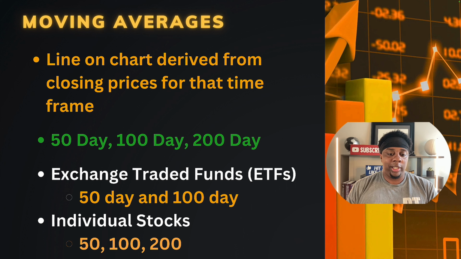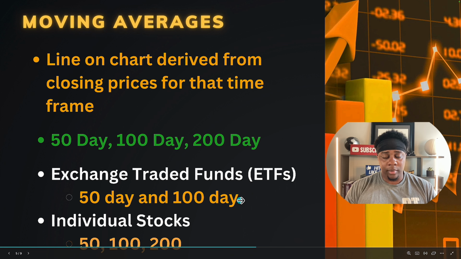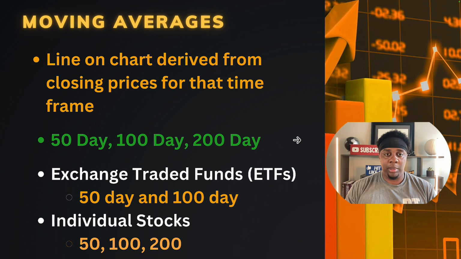Most likely because ETFs are a basket of stocks, right? So if one item in the ETF is not performing well, you may have other items in that ETF to help prop it up. So you don't usually see ETFs drop all the way down to the 200 day. Now with the individual stock, it's free game. Free falling down to the 200 day may be possible with an individual stock. And it happens more times than you think.